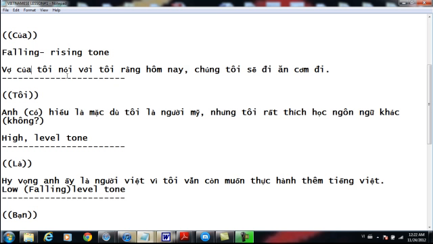All right, this is the first sentence. All right, moving on. The second one is tôi. Tôi. That means me or I, and that's the high level tone. Okay, so let's go ahead and get right to it. So, anh có hiểu là mặc dù tôi là người Mỹ, nên tôi rất thích học ngôn ngữ khác không?